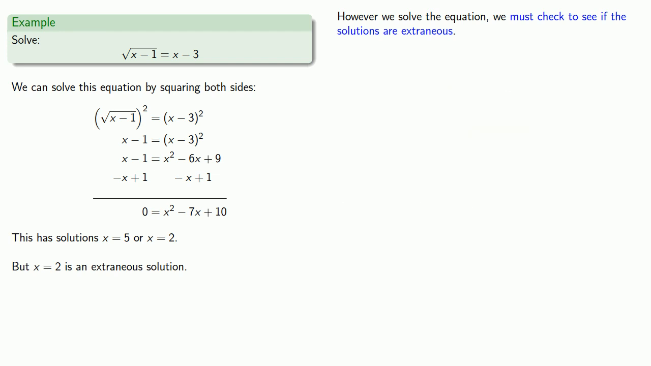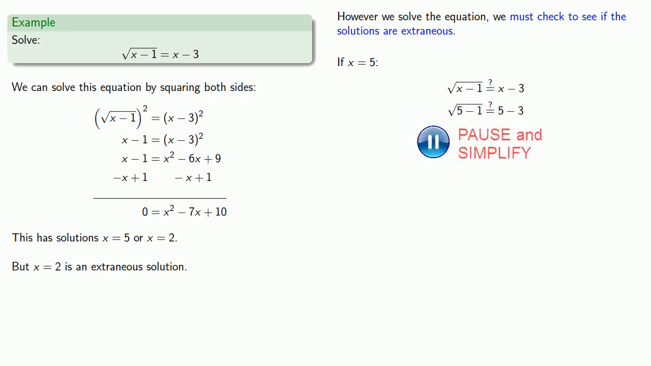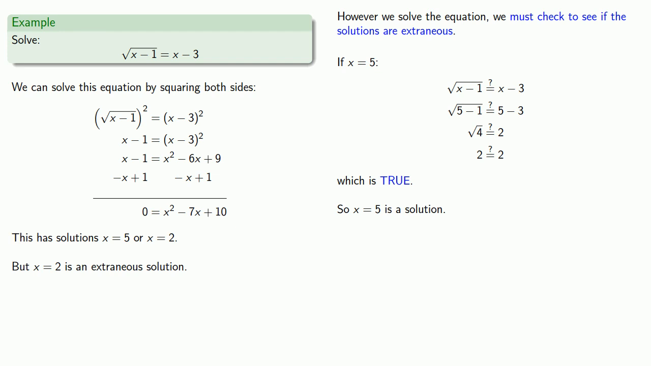The other possibility we have is x equals 5. So if x is equal to 5, we'll substitute. We'll simplify. And principal square root of 4 is 2, so x equals 5 does give us a true statement, so x equals 5 is a solution. And if it's not written down, it didn't happen, we might want to say the only solution is x equals 5.